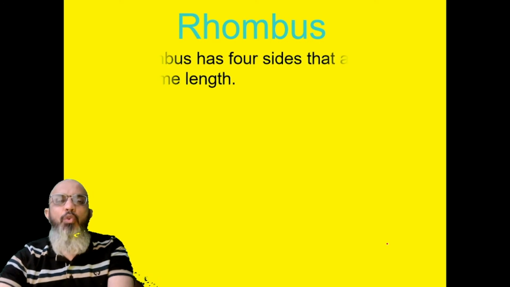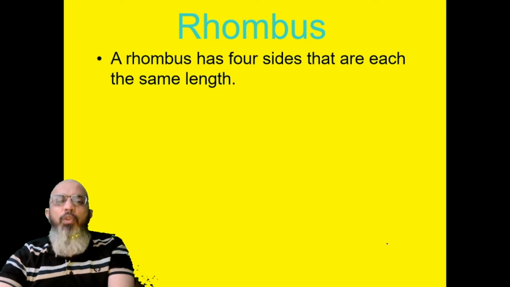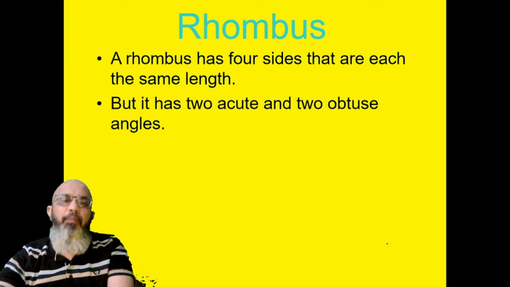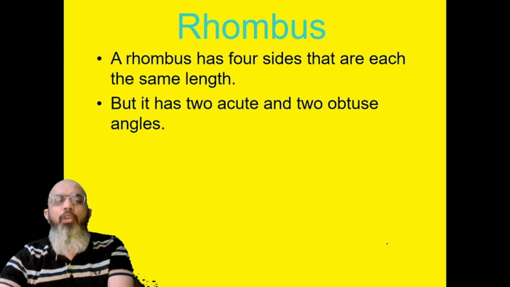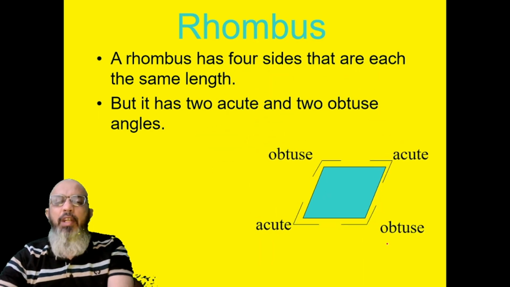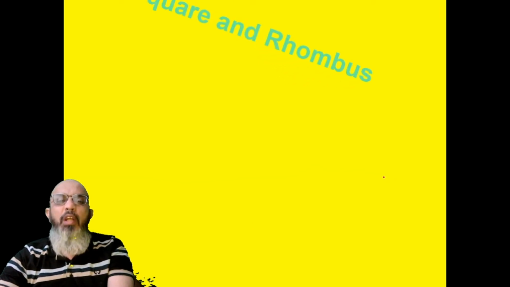Now what is a rhombus? That is similar to a square. It has four sides that are each of the same length. So what is the difference between a rhombus and a square? A rhombus has two acute and two obtuse angles, but in the square we have four right angles, right? You know what an obtuse angle is: an obtuse angle is more than 90 and less than 180, and an acute angle is less than 90 degrees.